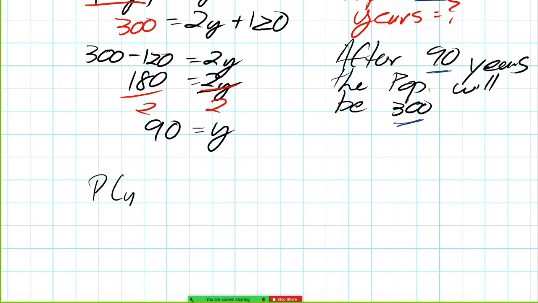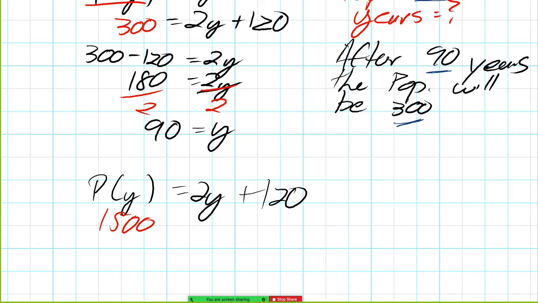P at y is equal to 2y plus 120. For 1,500 minus 120 equals 2y. We subtract 120, we'll have 1,380. We'll divide both sides by 2.